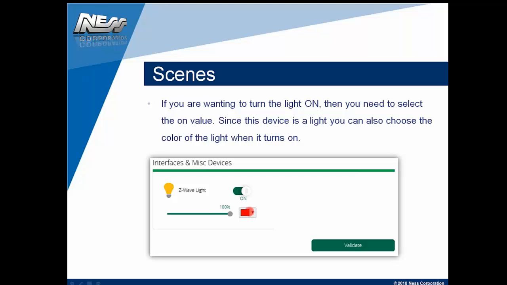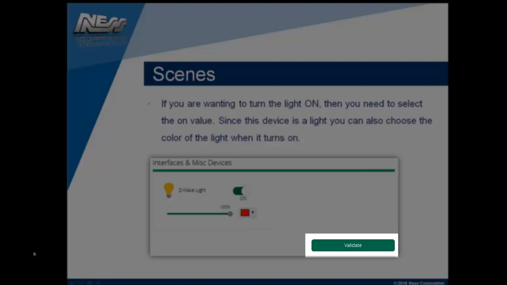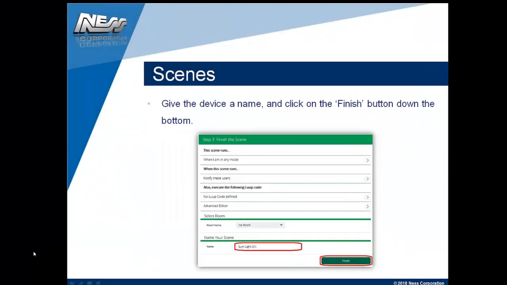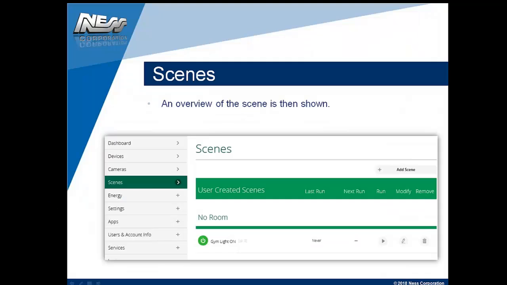Obviously, because it's a light bulb, we can do the dimmable value and also change the color. If it was an output that we're triggering, like a Z-Wave output, like a smart switch, you'll just have the on-off toggle only. You won't get to choose what color because there is no color to choose. Once you've done that, you click on the validate button down the bottom right-hand corner. You click on the next step, and then you give the scene a name. In our case, we're just going to call it gym light on, and then you click on the finish button. So that's one scene that we've just added.